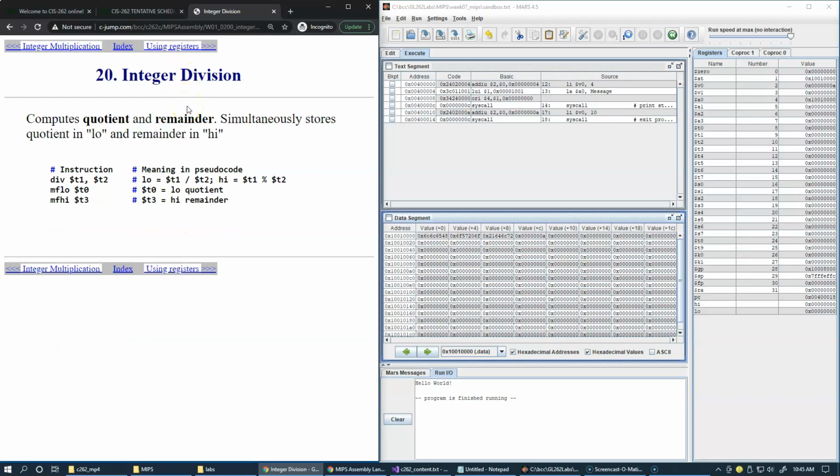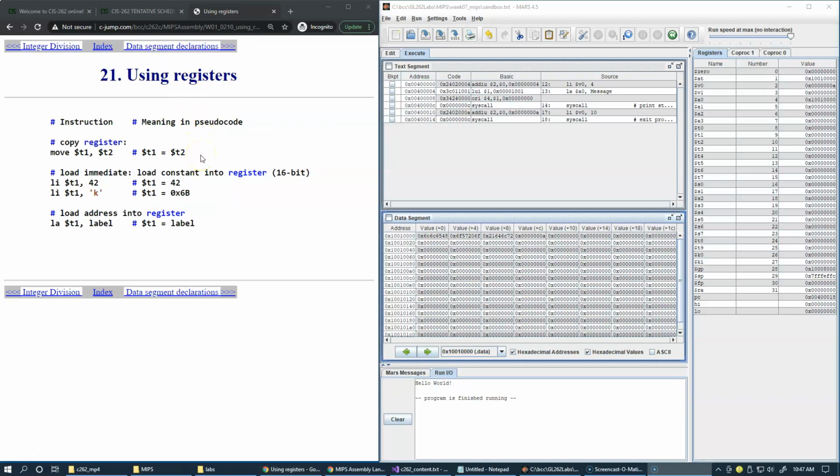Integer division is similar to multiplication, and a single operation computes both quotient and remainder. So it simultaneously updates both low and high, and the low contains the quotient and the high contains the remainder. So you use the same instructions to obtain those two computation results.